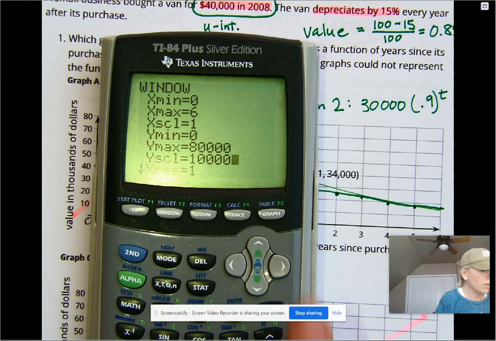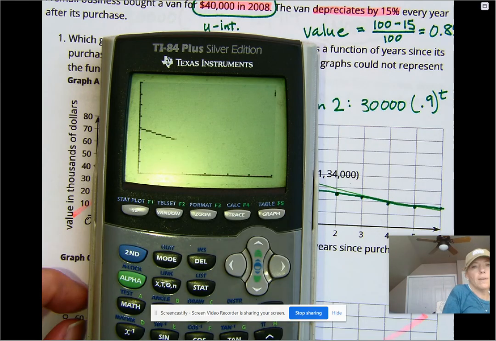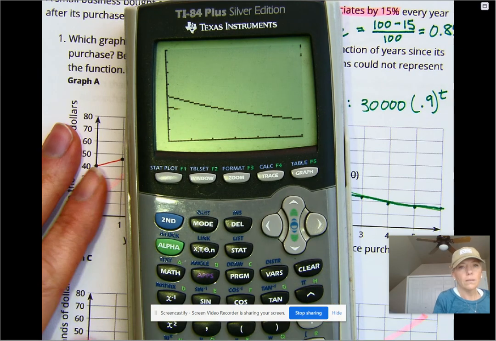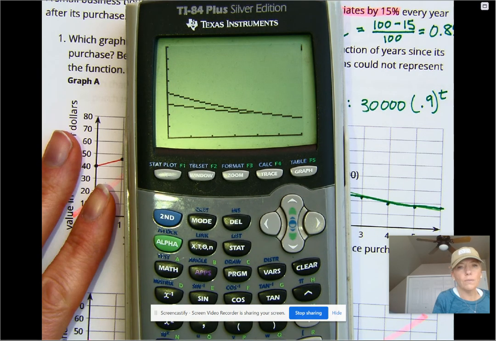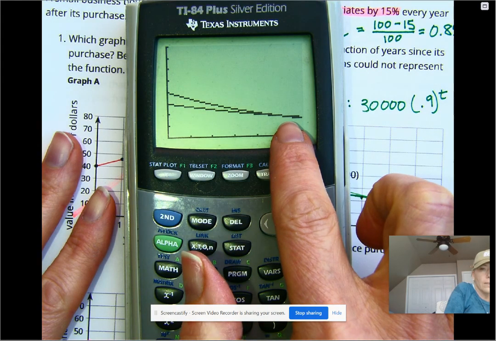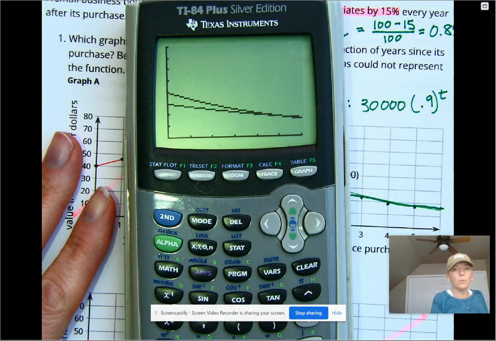And let's take a look. This is the first van. Okay, and then this is the second van. And they kind of start to look like they're at the same spot down here at the end. All right, so I think our graph looks pretty good.